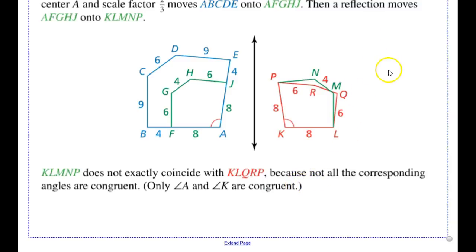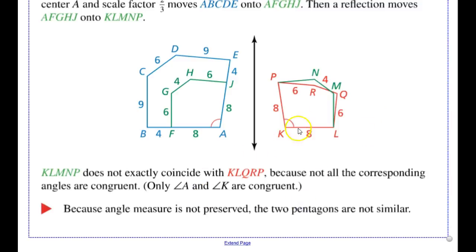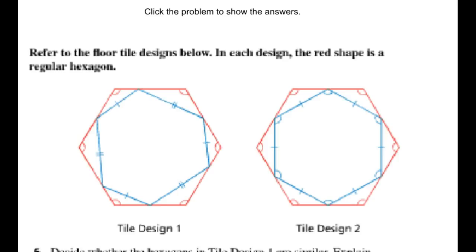So both of those conditions have to be met in order to say that figures are similar. The ratio has to be the same and all the angle measurements have to be the same. So I know that these two pentagons are not similar. Even though I looked at all the ratios of the sides, I was not given enough information about the angle measurements to say that yes, they are similar. So keep that in mind when you're going through this.